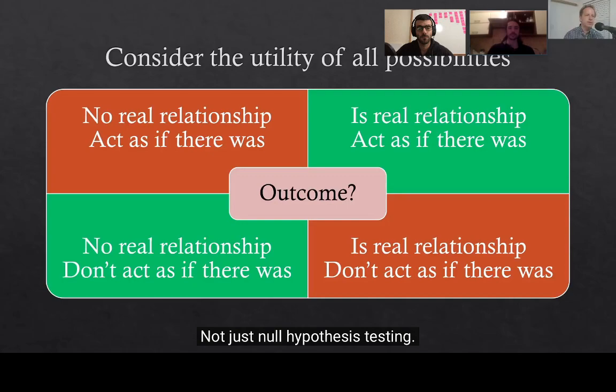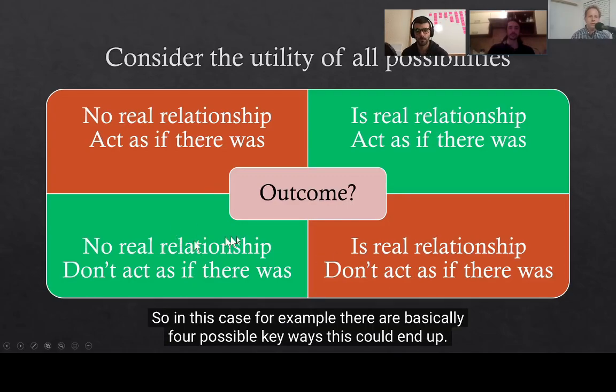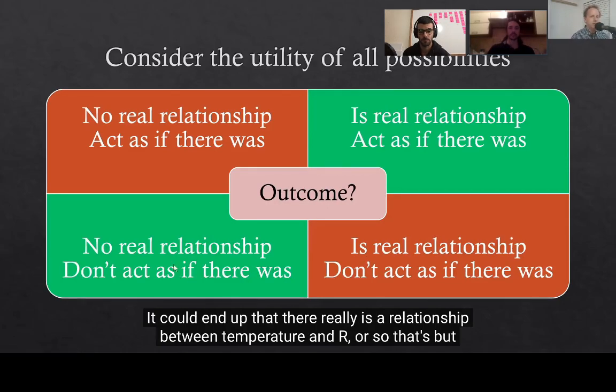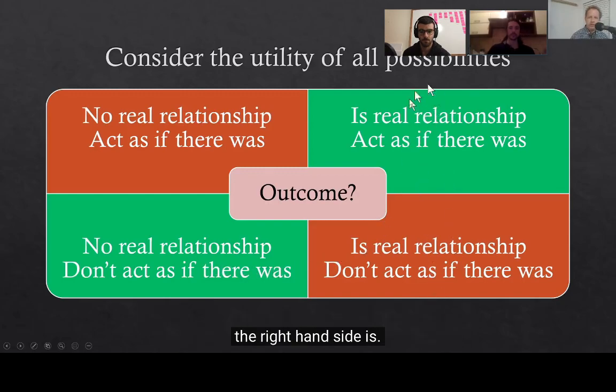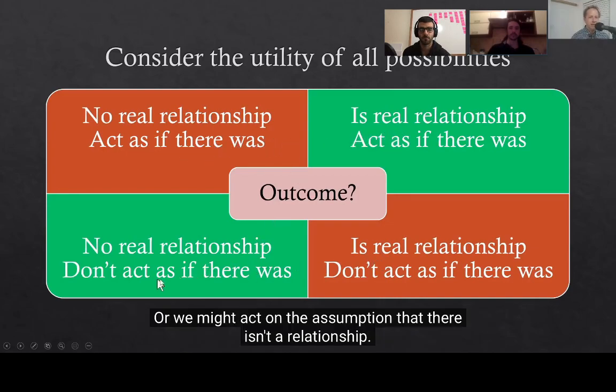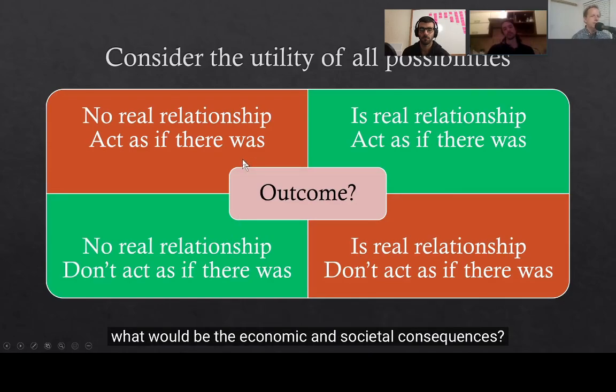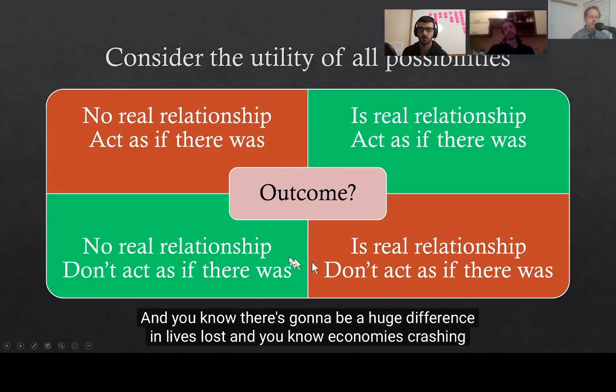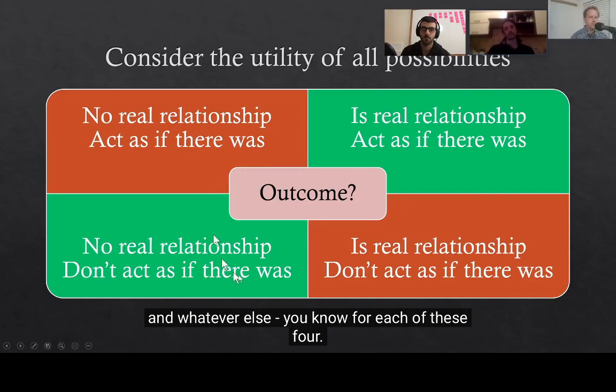In this case, there are basically four possible ways this could end up. There really is a relationship between temperature and R, or there is no real relationship. And we might act on the assumption that there is a relationship, or on the assumption that there isn't. You want to look at each of these four possibilities and ask what would be the economic and societal consequences. There's going to be a huge difference in lives lost and economies crashing for each of these four.